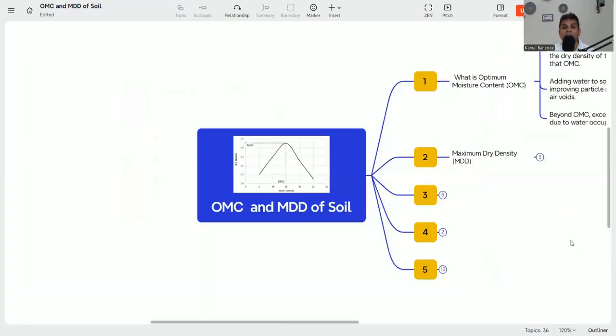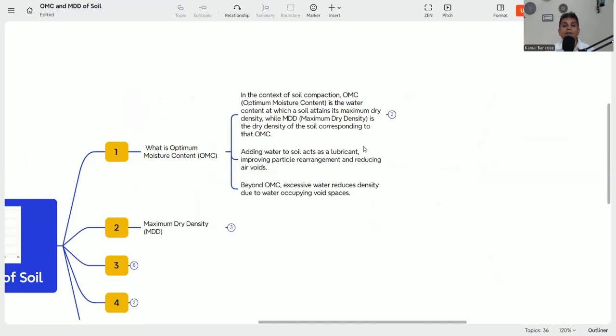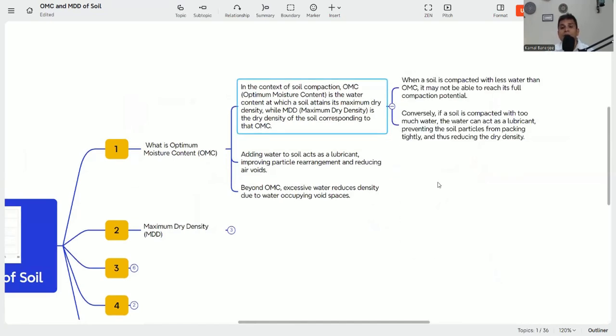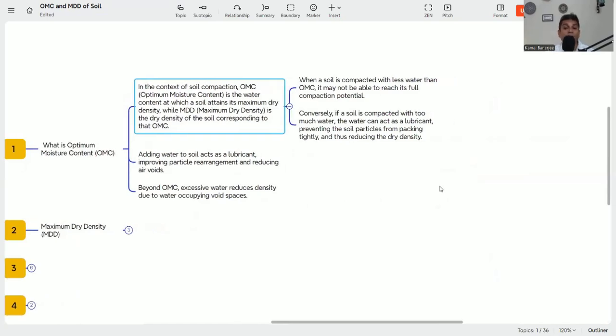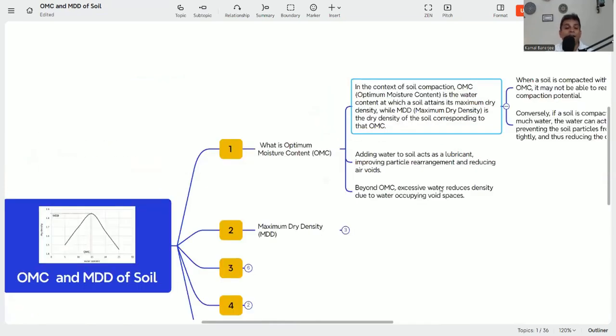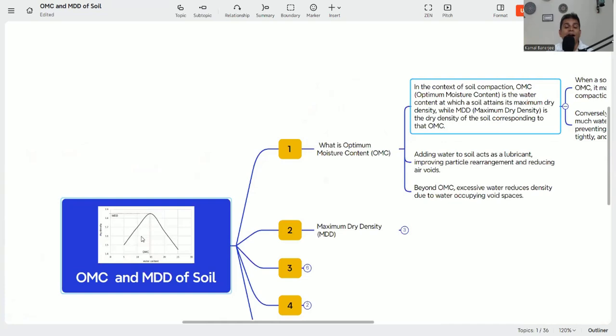The next part is, see, here is the soil context, the maximum dry density. Now, what happens when a soil is compacted with less water than OMC? It may not be able to reach its full compaction potential. See, here again, in this area, the soil is compacted with less water than the OMC. That's why we are not achieving the maximum dry density.